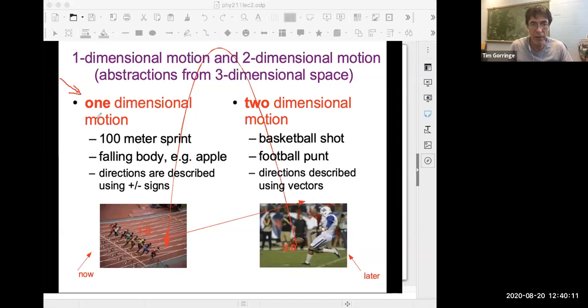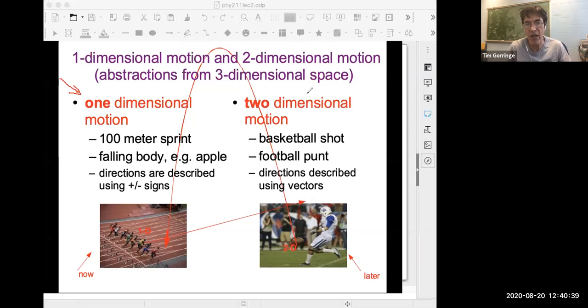We're going to be talking about, today and in the next class, one-dimensional motion. An example of it would be these sprinters. I'm in here somewhere. We're going to run in a straight line. That's one-dimensional motion. We only need one dimension of space to describe it, and specifically, we can describe whether we're going left or right or up or down with plus and minus signs.